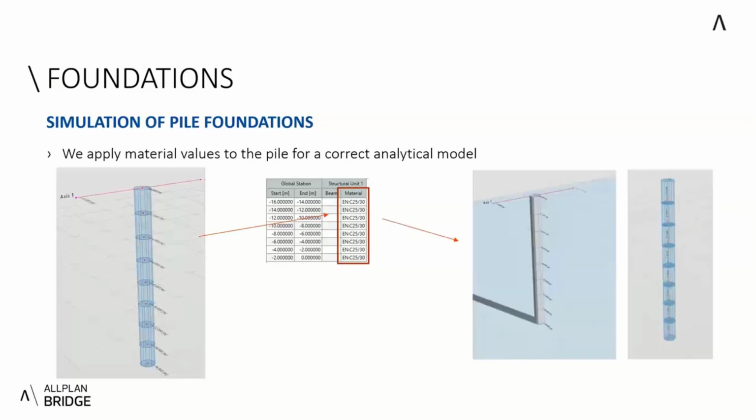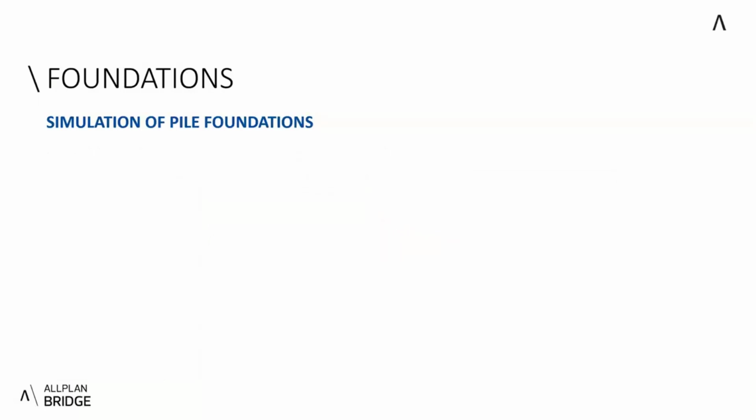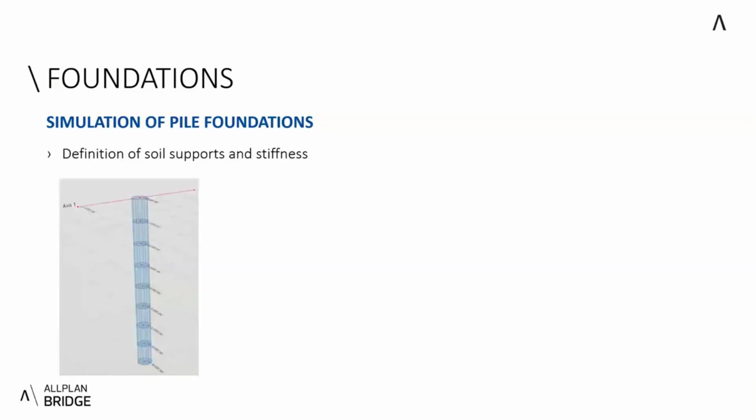And once this is applied, on the image on the right side we see our analytical model, where we have automatic numbering of nodes and automatic creation of the analytical model. But the important part here, what we would like to show, is the definition of soil supports and stiffnesses. So we have our model. The analytical model is now created.